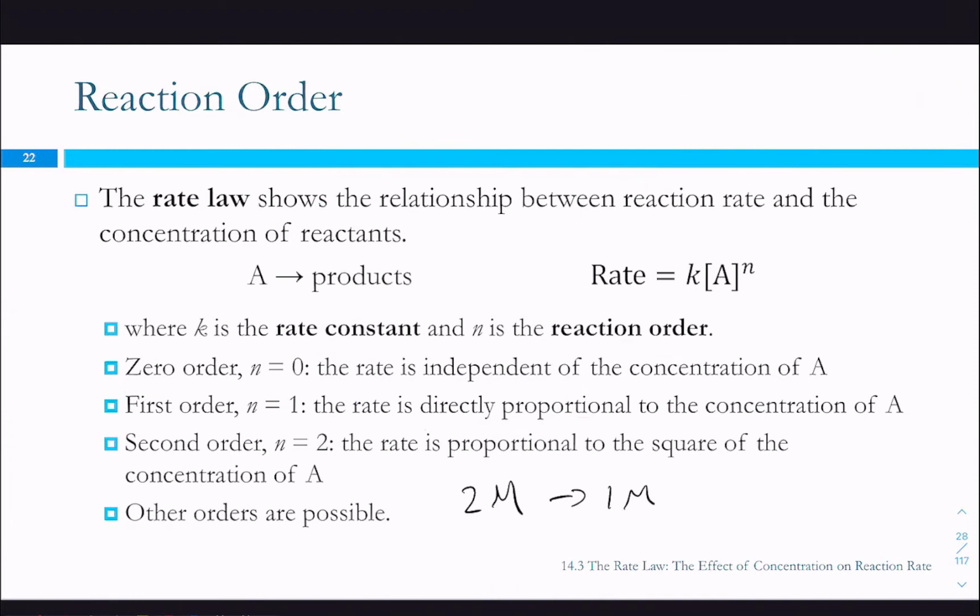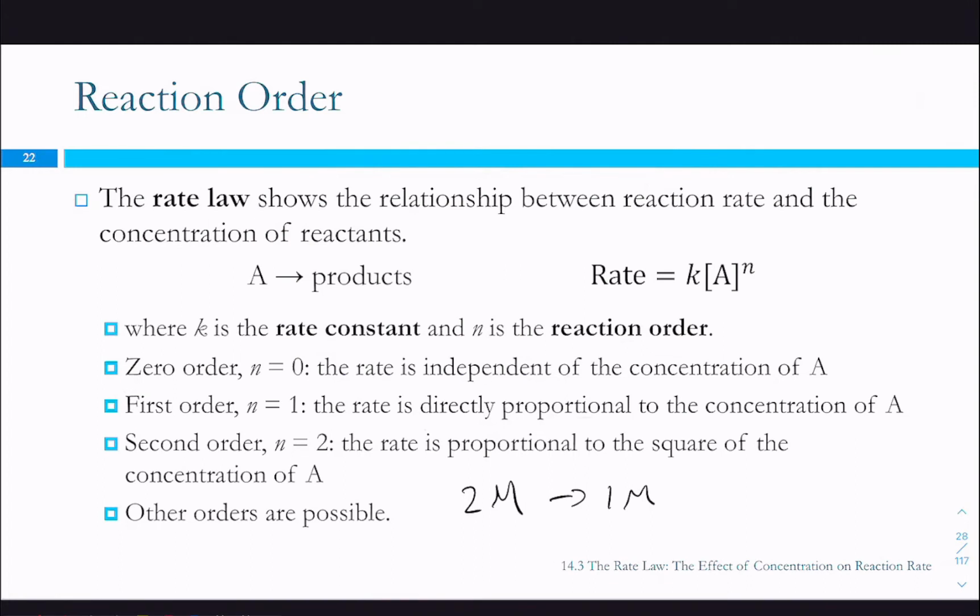If we decrease by half, it'll be a quarter. Yeah, so it'll be however much it changes squared. Or the magnitude, the ratio squared. And other orders are possible. And actually, if you get out into the real world, orders higher than that are really, really unlikely.